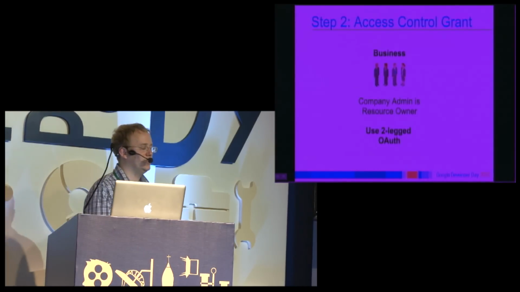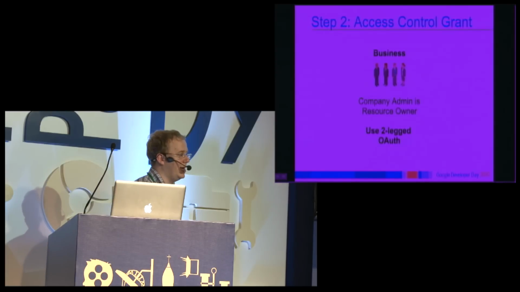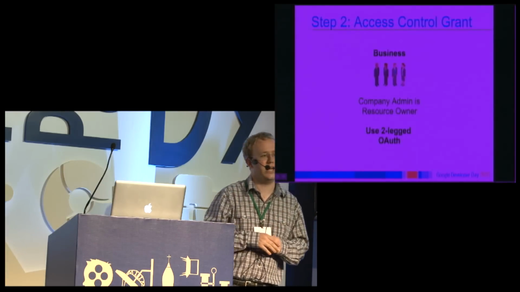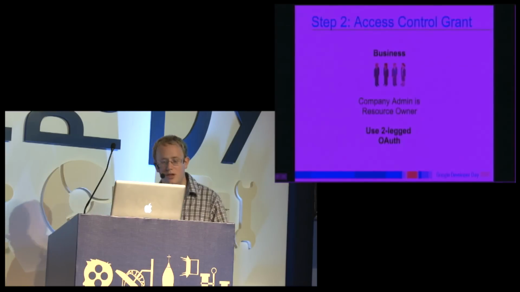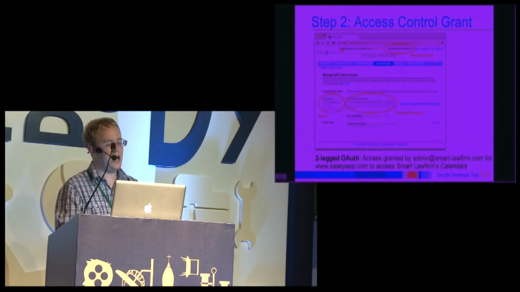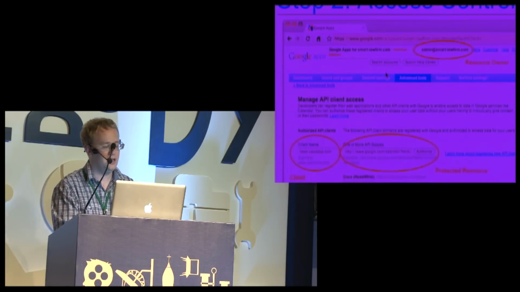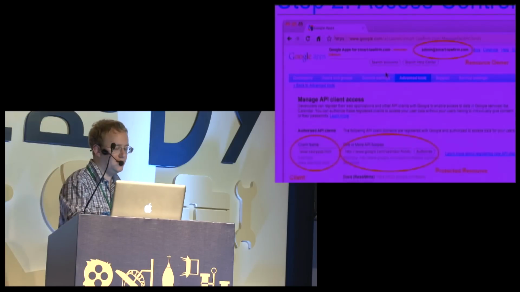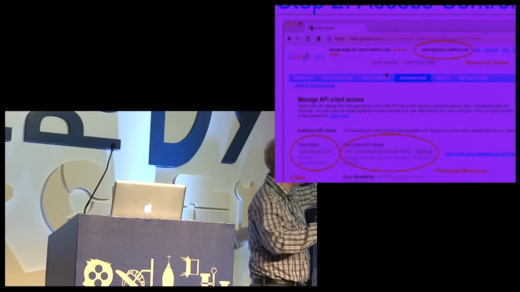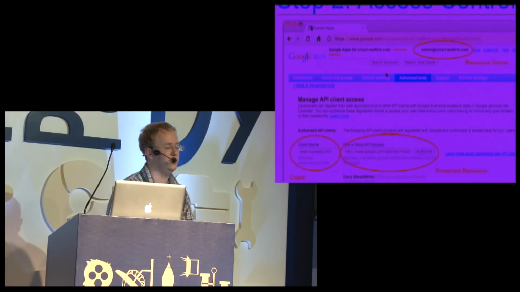Now, in the case of a business where the company actually owns the resource, they might want to be able to grant access to the SASE payroll application for all of their users' calendars in one step. For this, they can use two-legged OAuth. And the real difference here is that the IT administrator goes into their Google Apps control panel and actually says, this client, SASEapp.com, needs access to this scope, and that's a URL representing the calendar API. And they can authorize it on behalf of all their users.